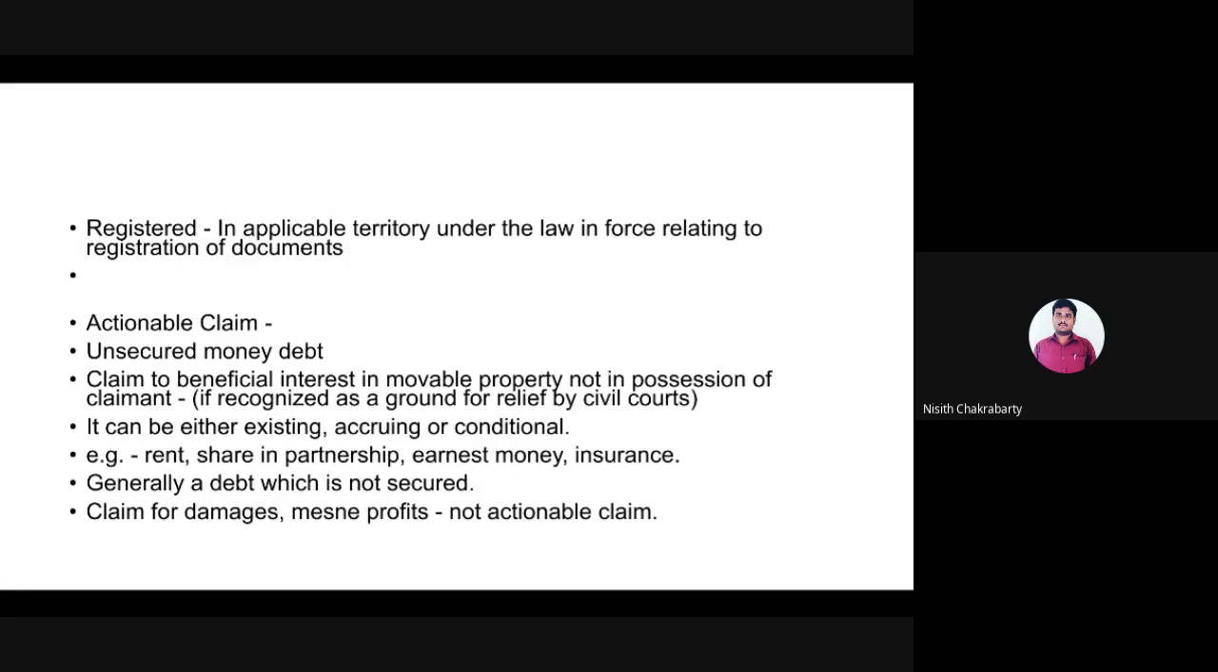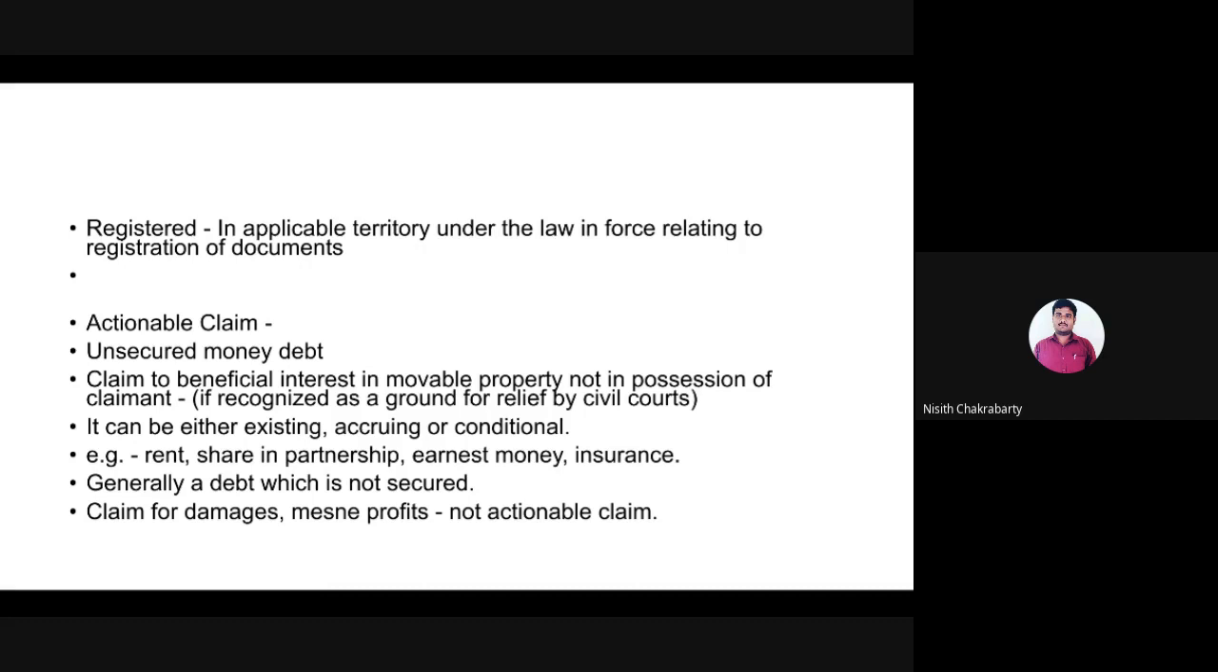Now coming to another simple definition, that is registered. Registered means registered in the applicable territory, that means the territory to which this Act extends. And registered also means that it has been registered under the law in force relating to the registration of documents. It is not a complicated definition, and it is not frequently asked, so let's just skip it and move to actionable claim.